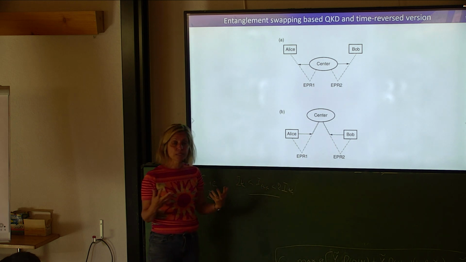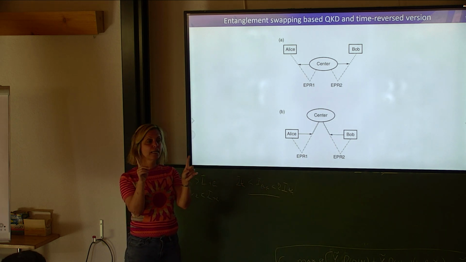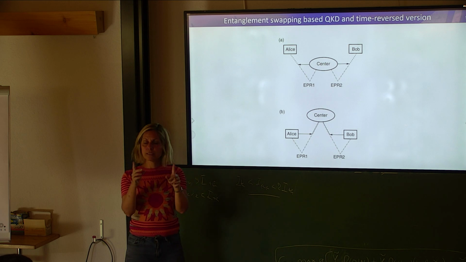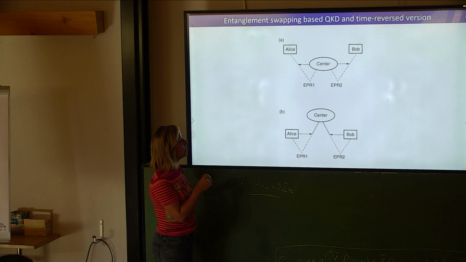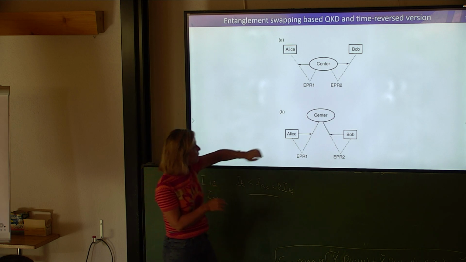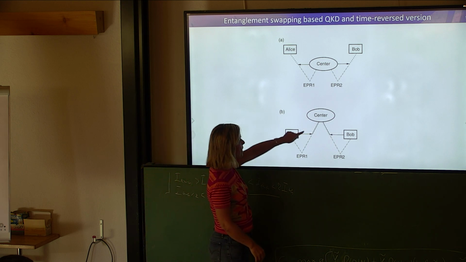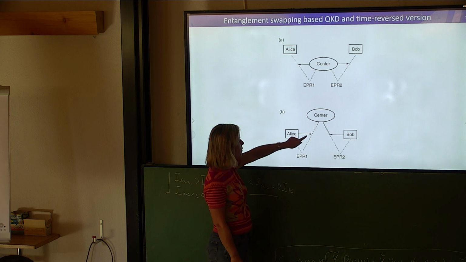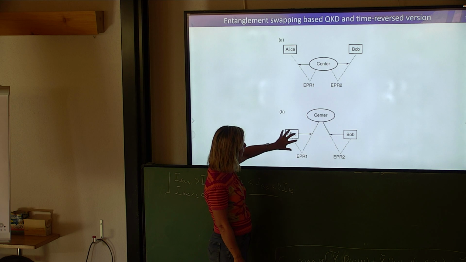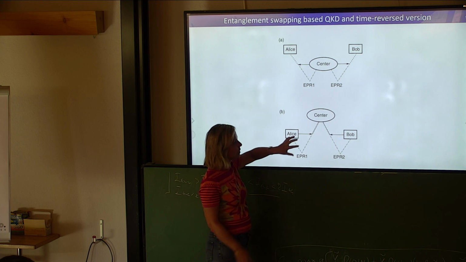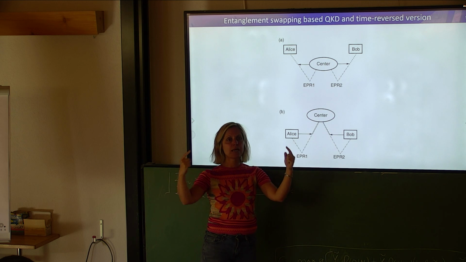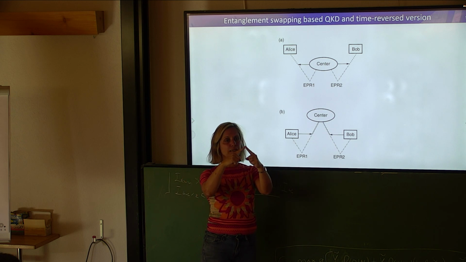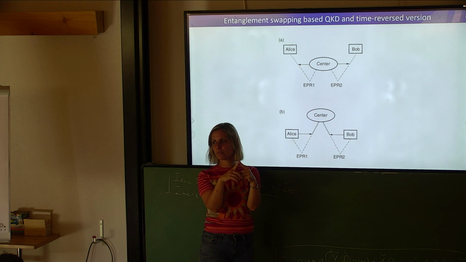So actually there is no real importance in the order in which you perform these measurements, which means that Alice and Bob can perform their measurements and then send the photon to the middle, to the center. So it's a time-reversed version where Alice has an entangled photon source and Bob has an entangled photon source. They perform the measurement of one part of the entangled photon pair, and then they send the other part in the middle, to Charlie, who performs the Bell state measurement.